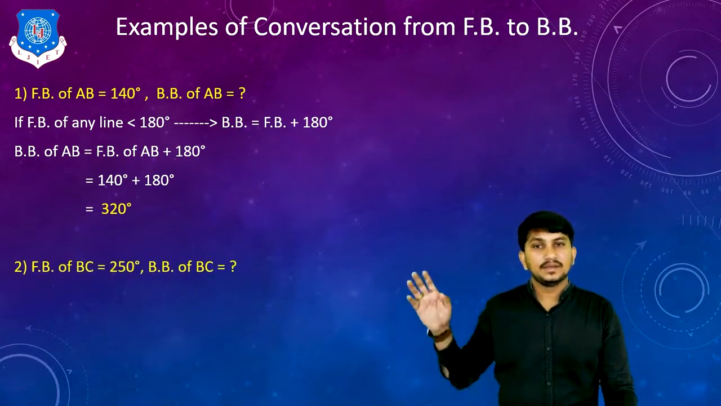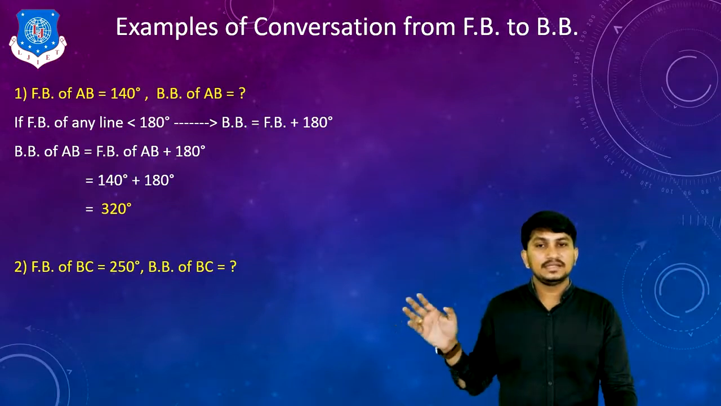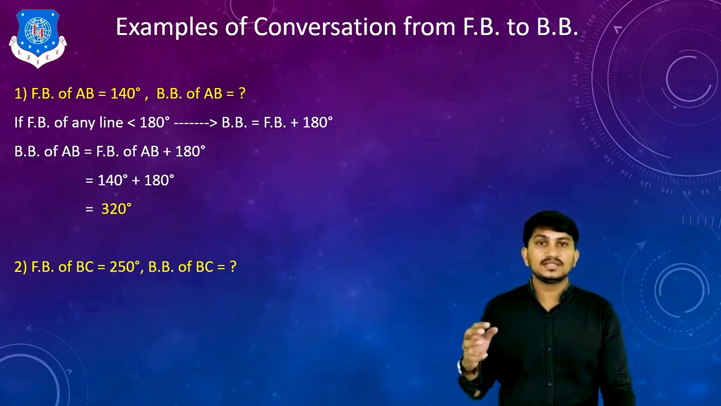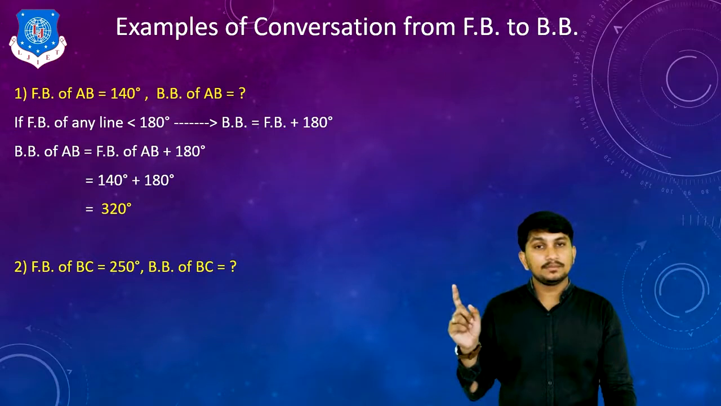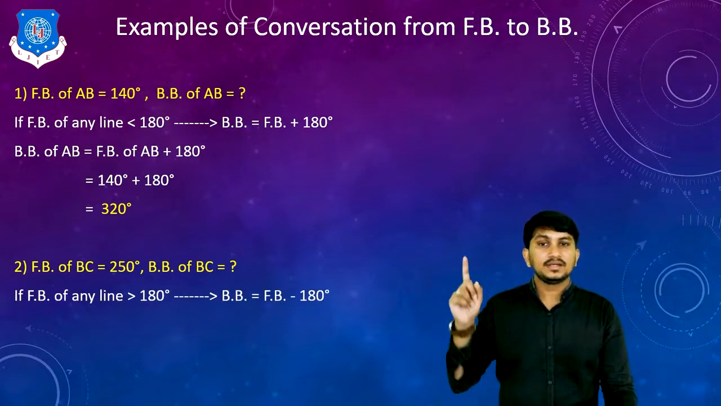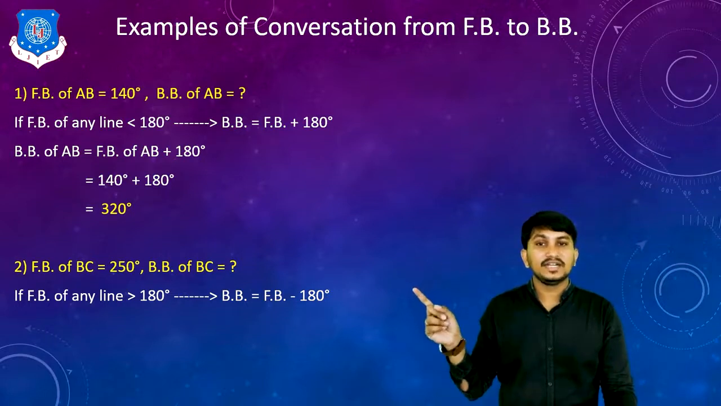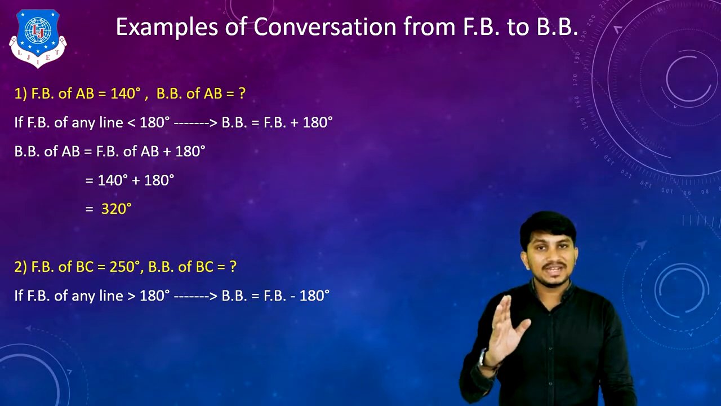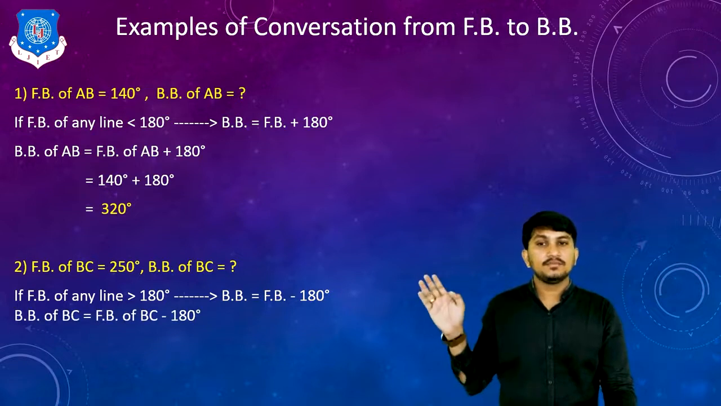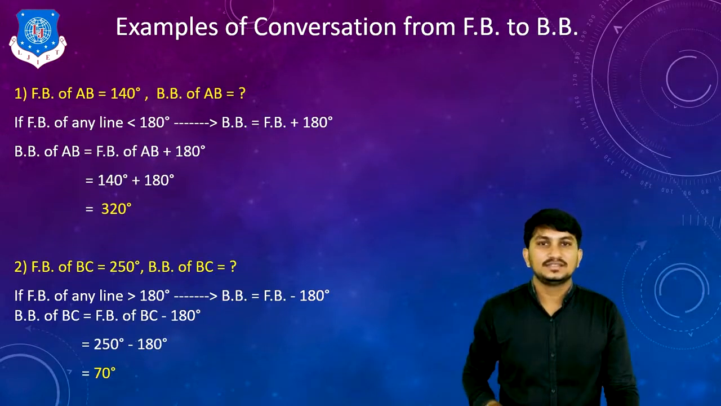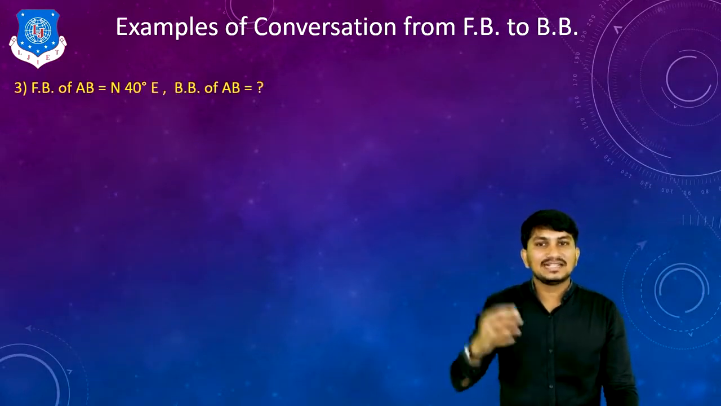Second example, if forward bearing of BC is equal to 250 degree, the value is in the WCB system. So the formula for the WCB system is used. What will be the back bearing of BC? Here the value of FB of BC is greater than 180 degree. So for greater than 180 degree, back bearing is equal to forward bearing minus 180 degree. So back bearing of BC is FB of BC minus 180 degree. 250 degree minus 180 degree is 70 degree. Now let's see the next example.